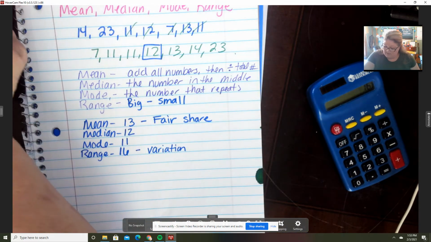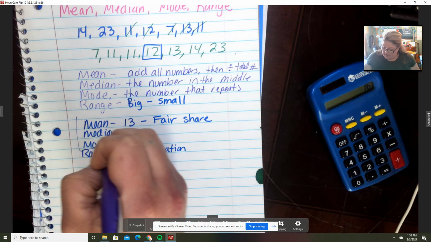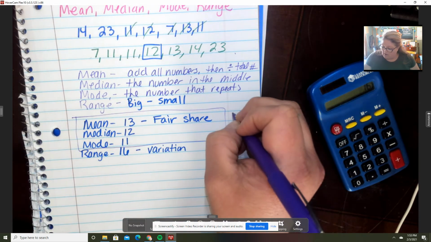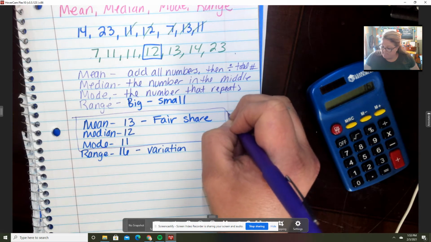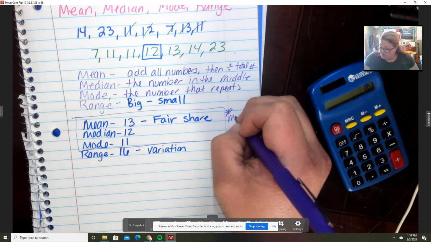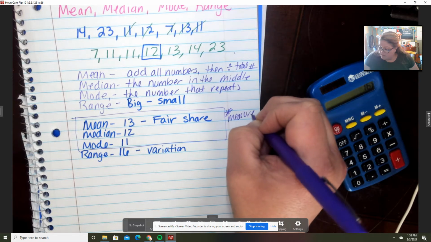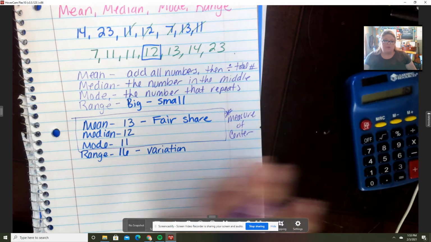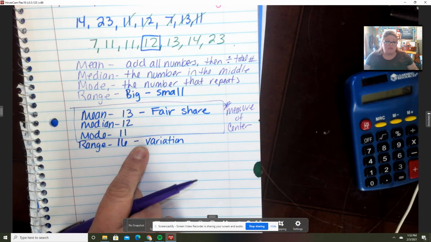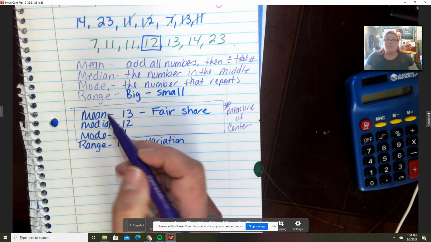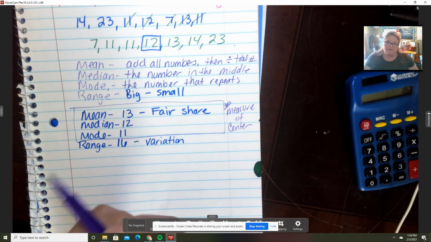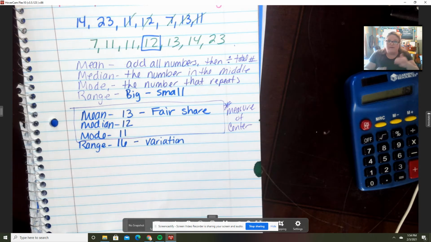But these guys right here, mean, median, and mode, are called measure of center. So range is variation, mean is fair share, but the 3 M's of this are measure of center. Range gets left out because range doesn't measure the center. Range measures what's the difference between.